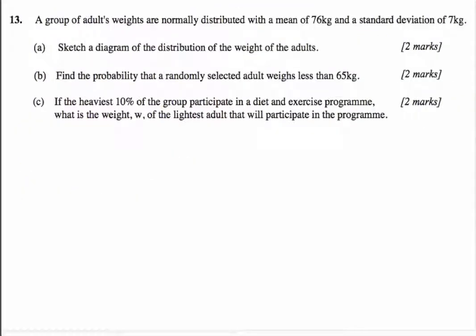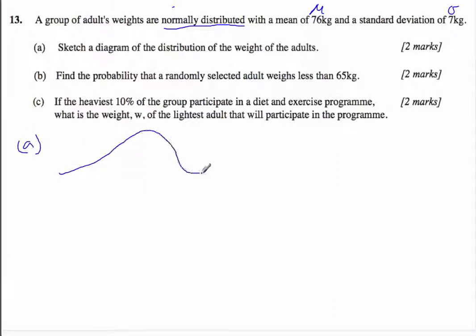Okay, next we have a normal distribution question. The big hint is it says the weights are normally distributed. You never use normal distribution unless it says in the question that the data is normally distributed. So the mean is 76 kilograms. That's the symbol for mean that we sometimes use. Standard deviation is 7. Sketch a diagram showing the distribution.